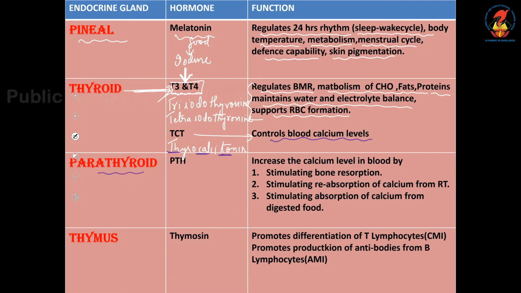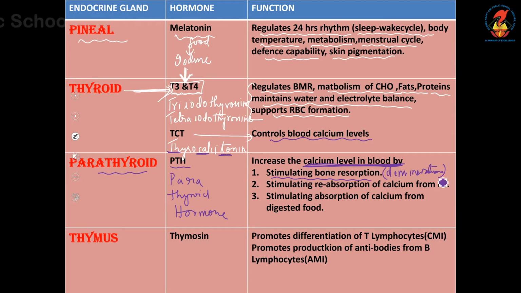Next, moving on to the parathyroid gland, it secretes the parathyroid hormone. And the function of the parathyroid hormone is that it increases the calcium level in the blood. How does it increase the calcium level in the blood? One is by stimulating bone resorption. What's the meaning of resorption? Demineralization. So when the bone gets demineralized, some of the calcium gets into the blood and thereby increases the calcium level in our blood.